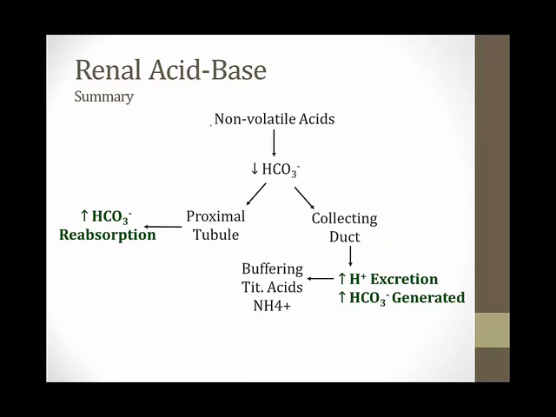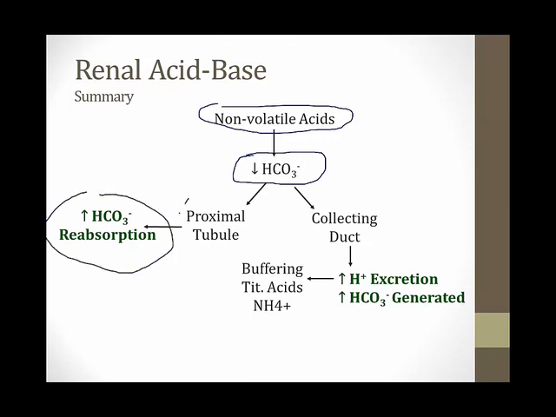So here's a summary slide of renal acid base handling. Non-volatile acids are produced by metabolism. They are buffered in the plasma by bicarbonate. This leads to a reduction in the amount of bicarbonate in the plasma. The kidneys want to reabsorb all the filtered bicarbonate. Most of this happens in the proximal tubule. A much smaller amount happens elsewhere in the nephron.